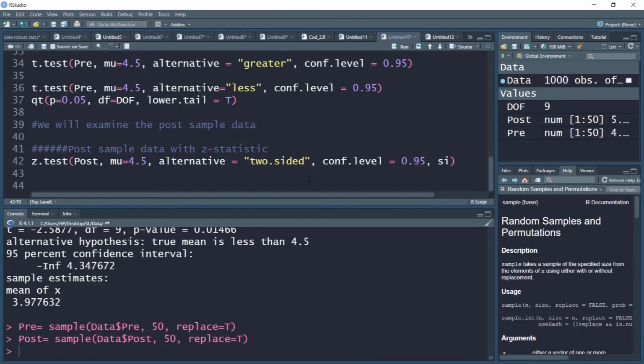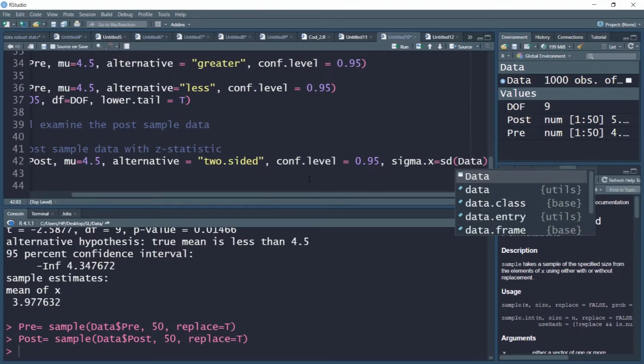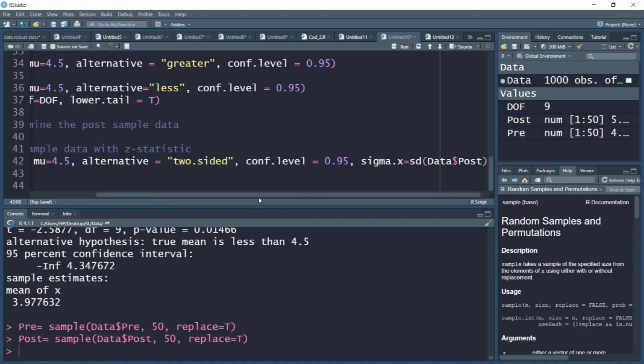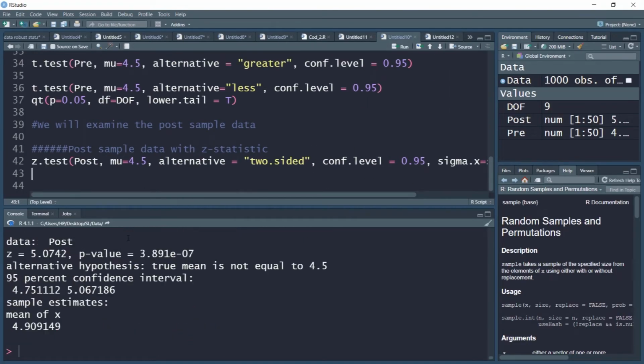Please notice, since we are conducting a z-test statistic hypothesis, we need to supply the standard deviation of the population with this sigma.x, which is the same as the standard deviation of the original population, which is data$post. Here we are assuming that the original 1000 observations that we had are like population data from which we have extracted the sample. So this is our z-test statistic. Now let us compute the z statistic.